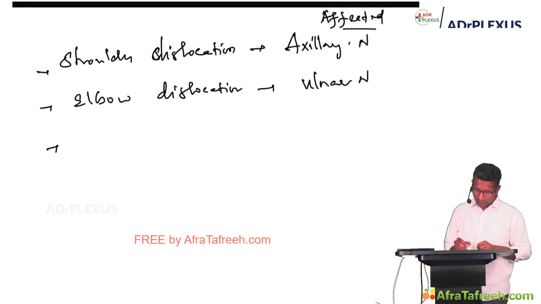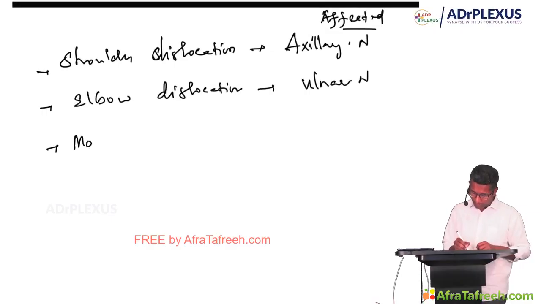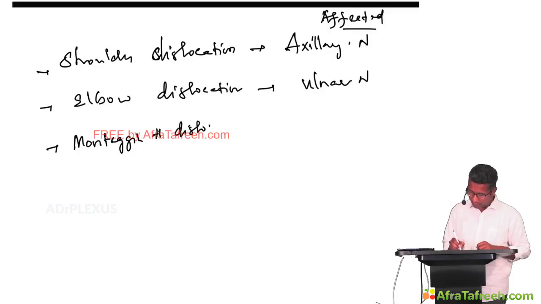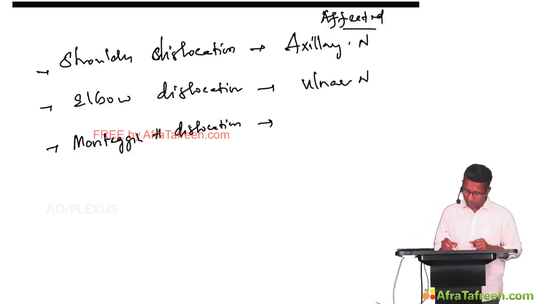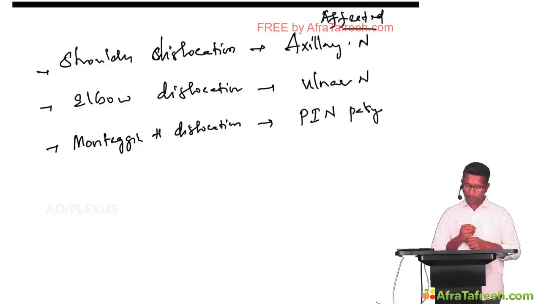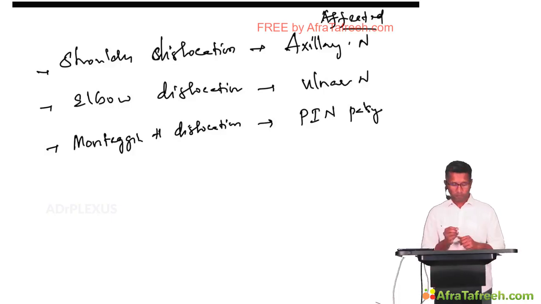Okay, there is a dislocation called Monteggia fracture dislocation. In Monteggia fracture dislocation, the proximal radial joint gets dislocated. So in Monteggia fracture dislocation, you will have posterior interosseous nerve palsy.